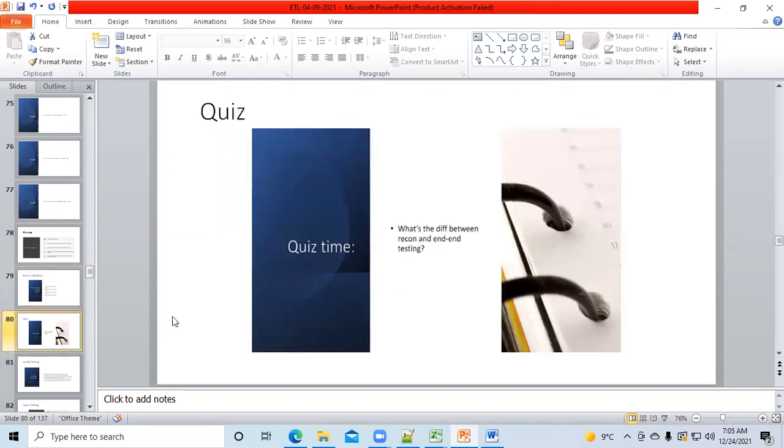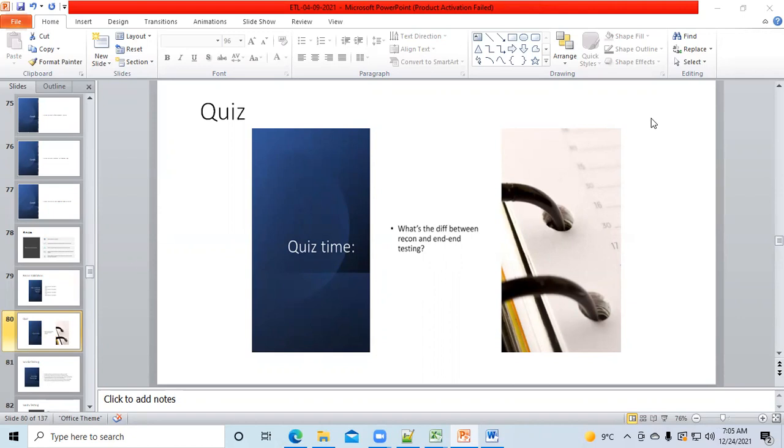Fine. Moving to the next one. What's the difference between recon and end-to-end testing? Any idea? What is the difference between reconciliation testing and end-to-end testing? End-to-end testing means it starts from file and ends with reports testing. Correct. Very good. Reconciliation means we are checking the data between two databases like that only.